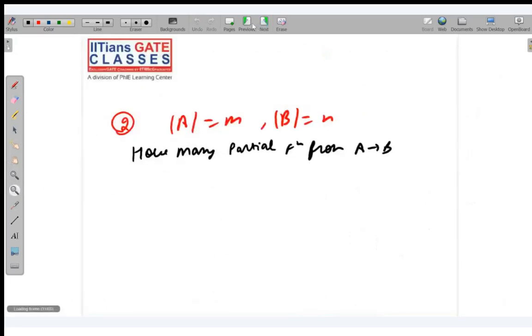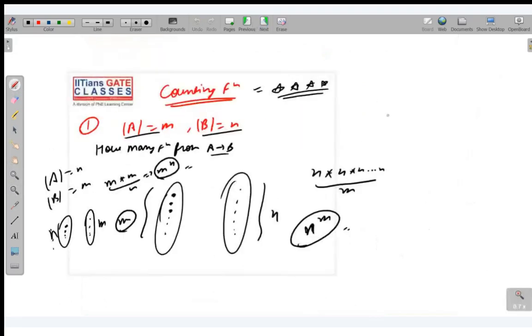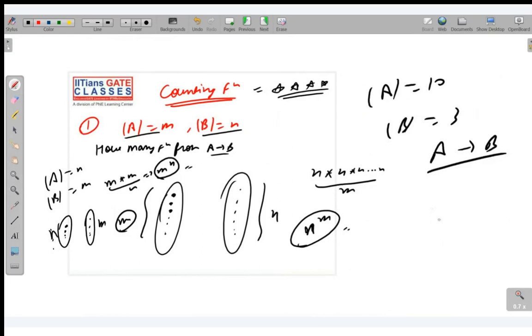Yes, a small numerical they can ask. For example, set A has say 10 elements, set B has say 3 elements. How many functions from A to B? You will imagine like this: the first element of A has 3 possibilities, the second element 3 possibilities, so 3 power 10 is my answer. So simple. Is it okay? Yes, sir. Take a snapshot. I will jump to the next slide.